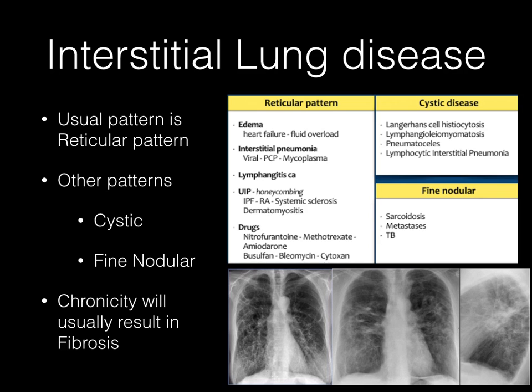The differential diagnosis for reticular pattern includes edema, such as heart failure or fluid overload, interstitial pneumonitis such as PJP or mycoplasma, lymphangitic carcinoma, usual interstitial pneumonitis, or even drugs. Cystic disease, on the other hand, is very specific for Langerhans cell histiocytosis or pneumatoceles or even lymphocytic interstitial pneumonia, while fine nodular or nodular infiltrates can be classically seen in tuberculosis, sarcoidosis, or metastases.